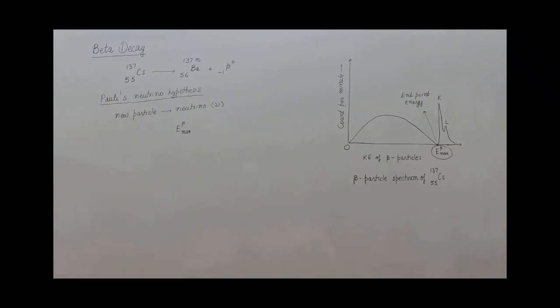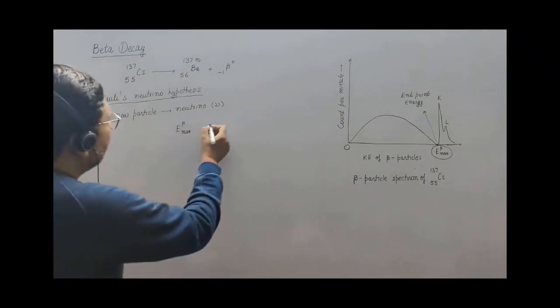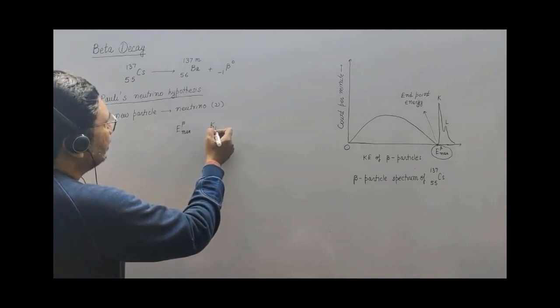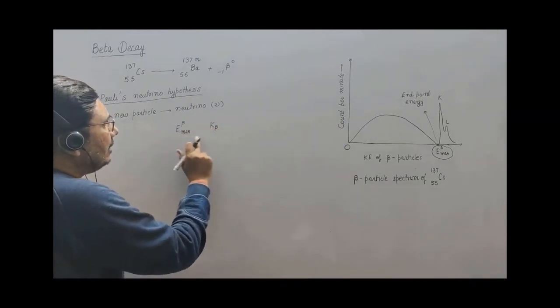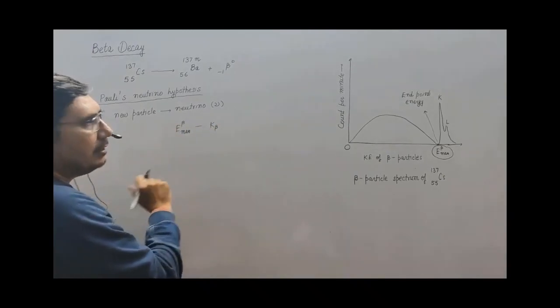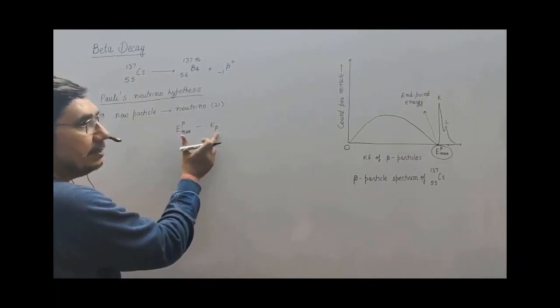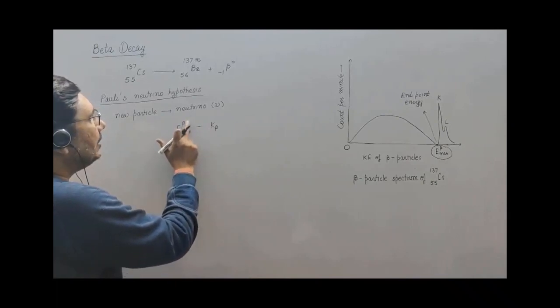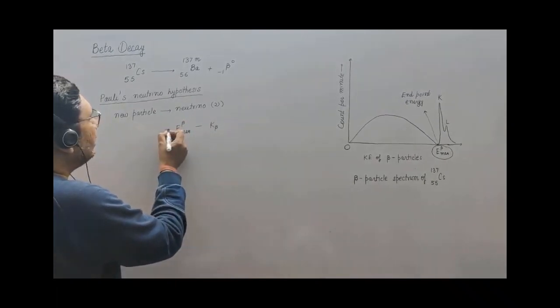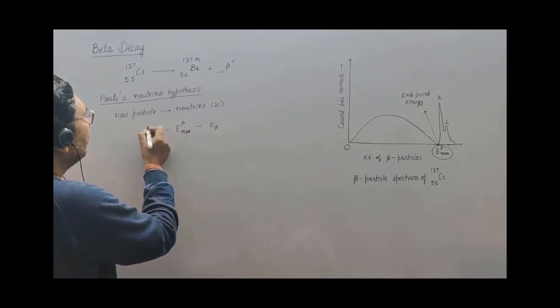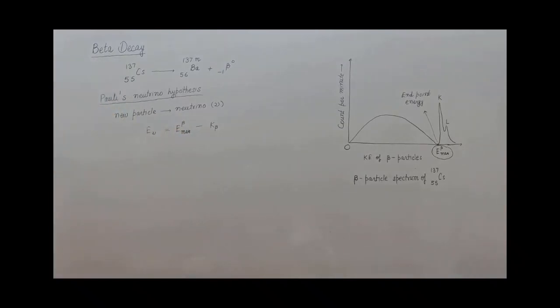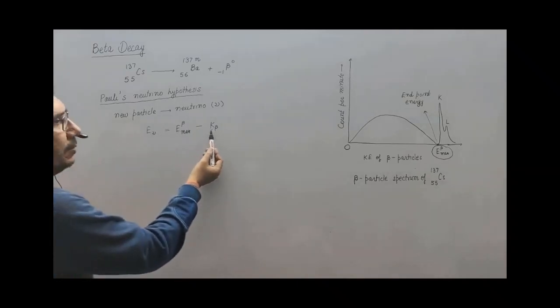Suppose we have another beta particle which is carrying energy K beta. Then the rest of the energy which is not carried by this beta particle, that is E beta maximum minus K beta, will be carried by this neutrino. So he was suggesting that in the beta decay process another particle, the neutrino, is also emitted, and this neutrino carries the extra energy that is not carried by the beta particle.